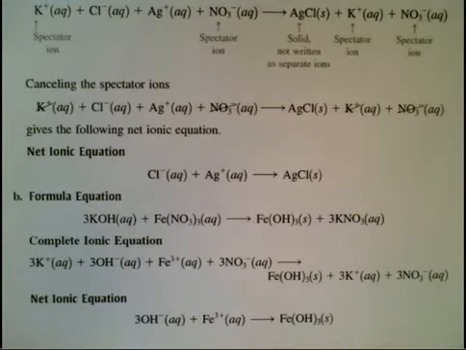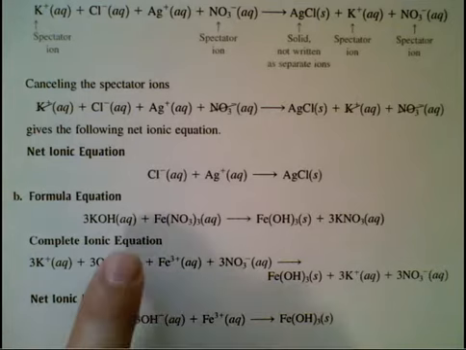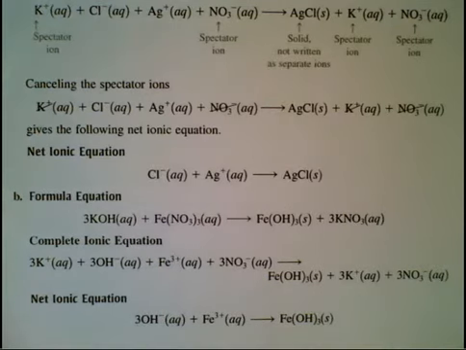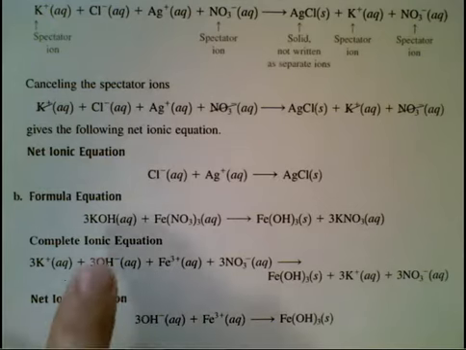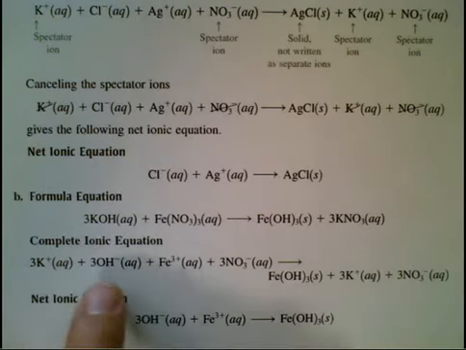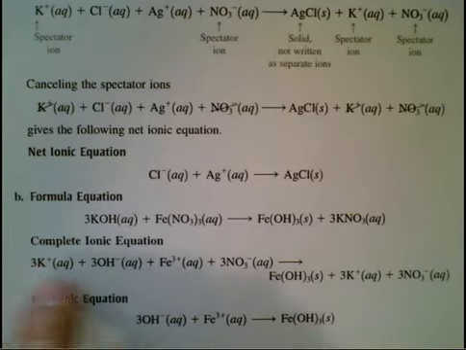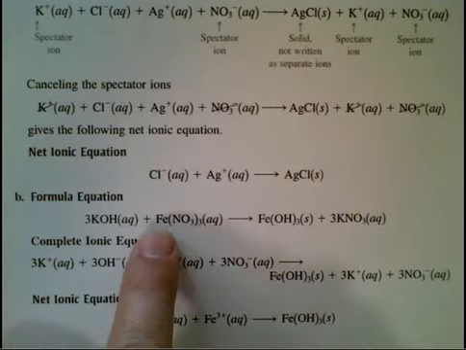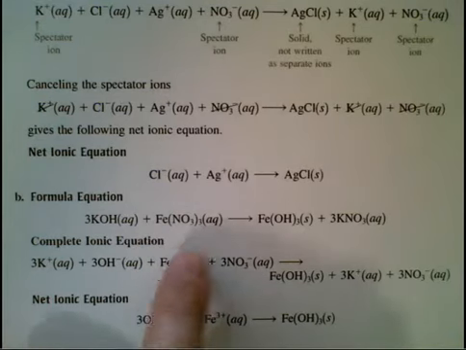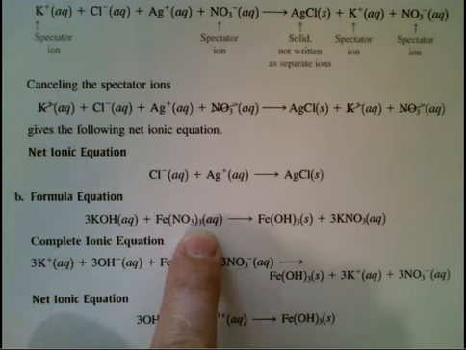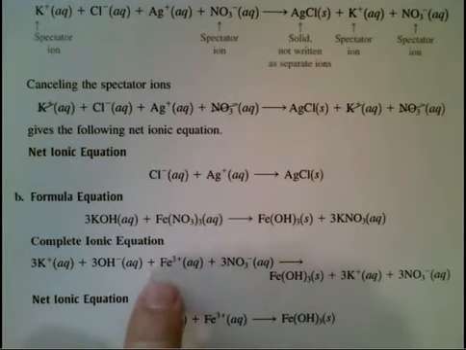Starting with the formula equation, we have 3 KOH in aqueous solution plus Fe(NO3)3 in aqueous solution, reacting to form Fe(OH)3 in solid state plus 3 KNO3 in aqueous solution. For the complete ionic equation, we're simply going to take anything that's aqueous and split it up into its component ions. So this becomes a K plus and an OH minus. Well, there's 3 of them, so make sure you balance it up. 3 of each. You also have Fe ion. What's its charge? Plus 3. Why? Because there are 3 nitrates, and nitrates are always minus 1. So in order to be balanced, that's Fe plus 3.